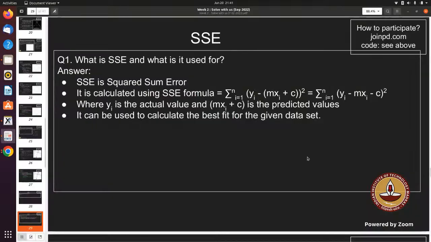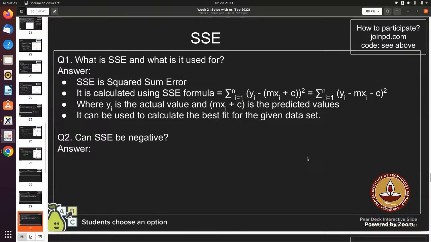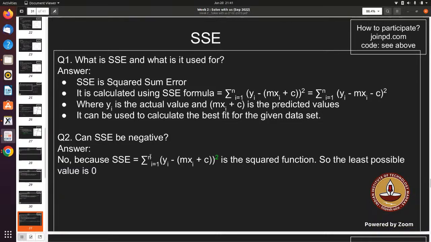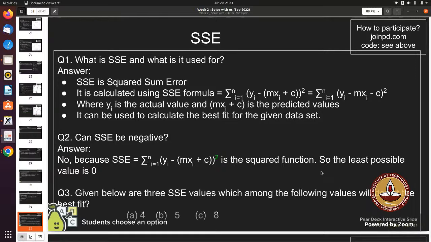So this is where it is written. The question is, can SSE be negative? Just now I have mentioned. No, sir. Because it is a sum of squares, it can never be negative. So the least possible value is 0. If it is 0, then your straight line is matching with your experimental values. That is what we are getting. Okay.